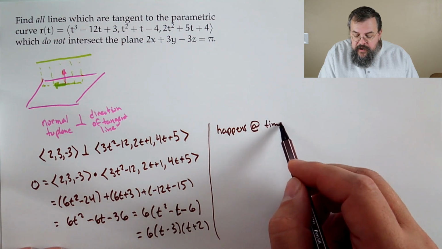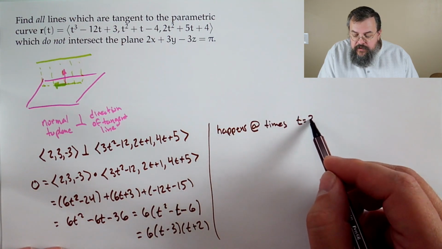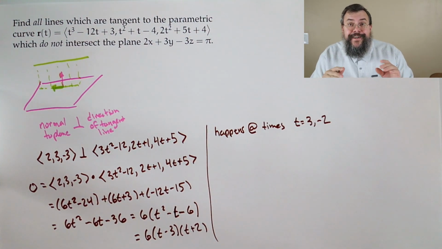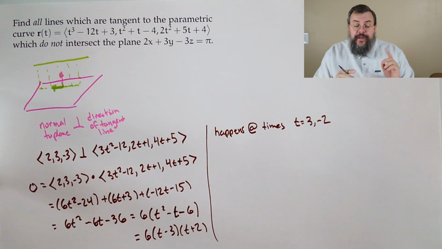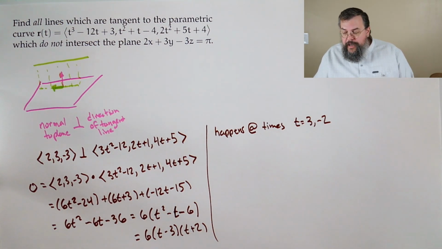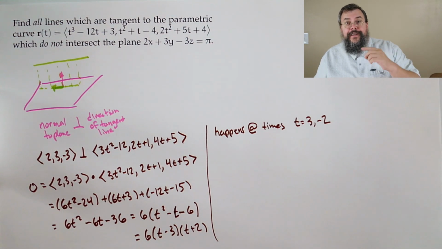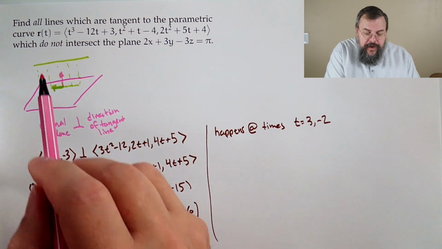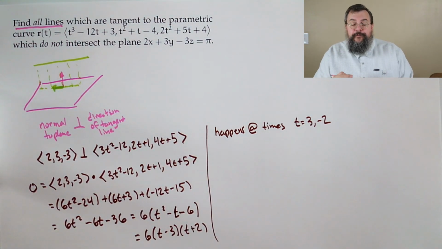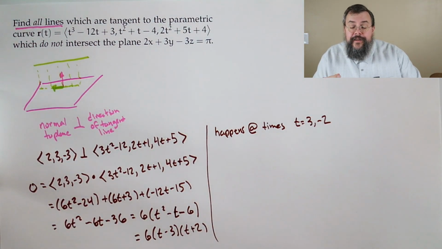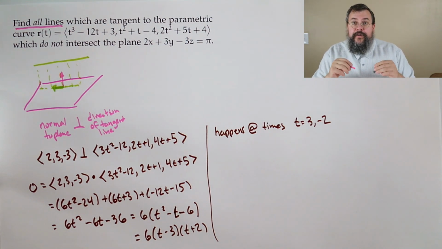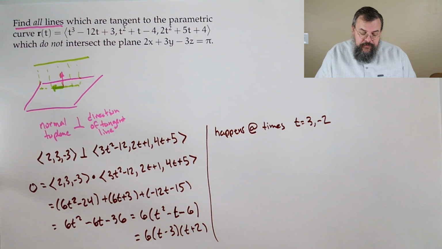And those two times are t equals 3 and t equals negative 2. Now, are we done? No, because what are we looking for? We're not looking for the times, we're looking for the lines. We want to find all the lines. Great. So if you want to find all the lines, what do we need to do? Well, we need to figure out what happens at each individual one.